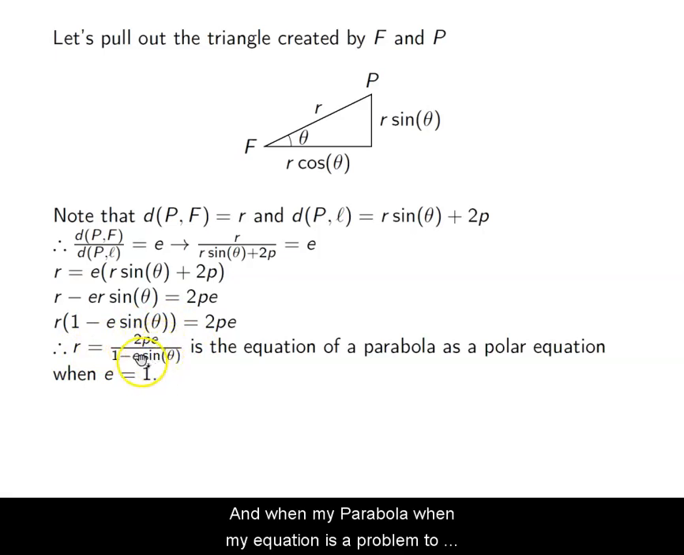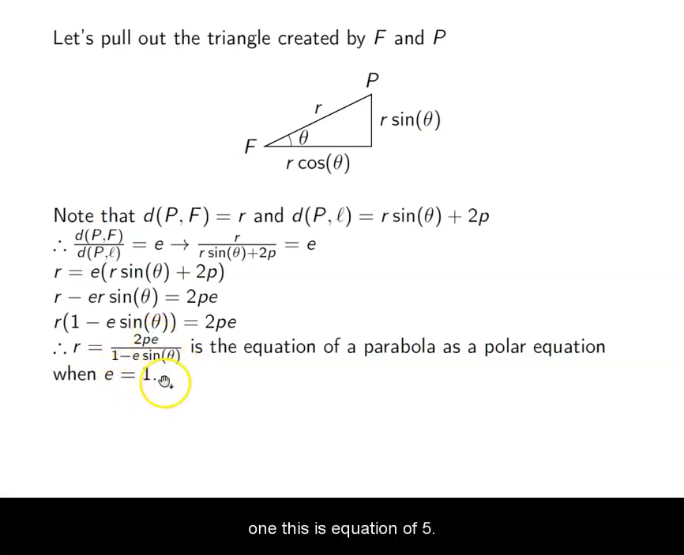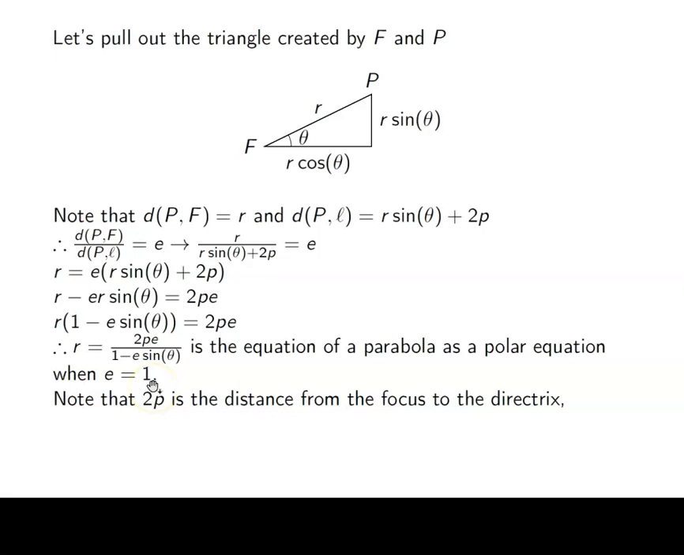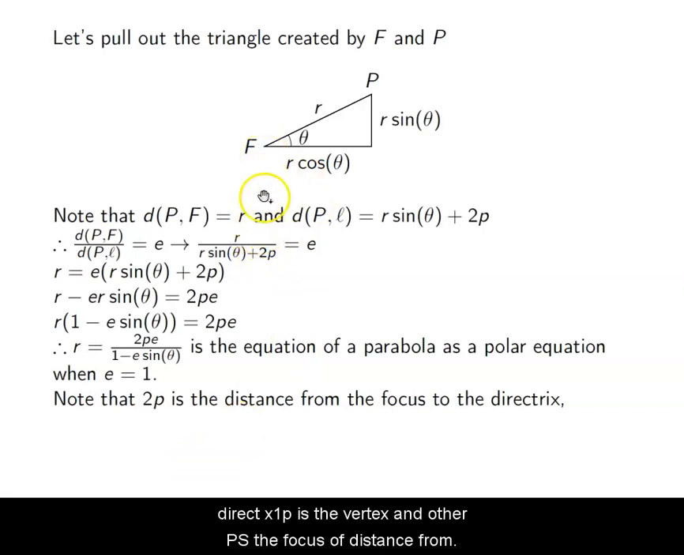And when my equation is a parabola, this eccentricity is equal to 1. So when I have a parabola, this will look like 2p over 1 minus sine theta, because e is 1. Okay, so this is the equation of a parabola. Remember though that we're talking about all conics. This value that I have here, 2p, is the distance from my focus to the directrix, because I go directrix, 1p is the vertex, another p is the focus. So 2p is the distance from focus to directrix.